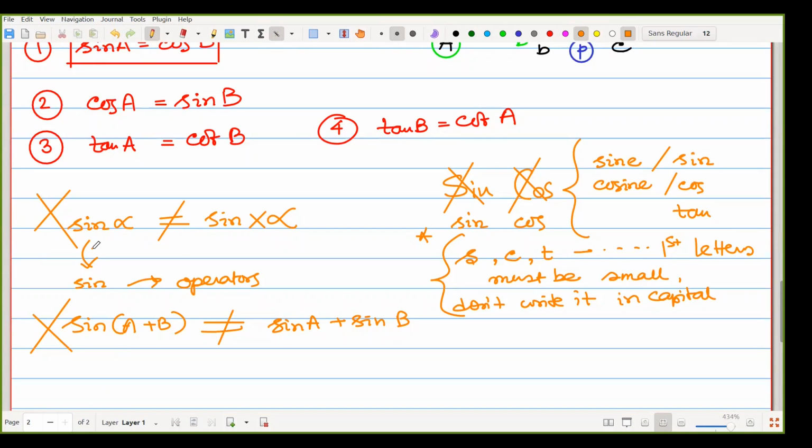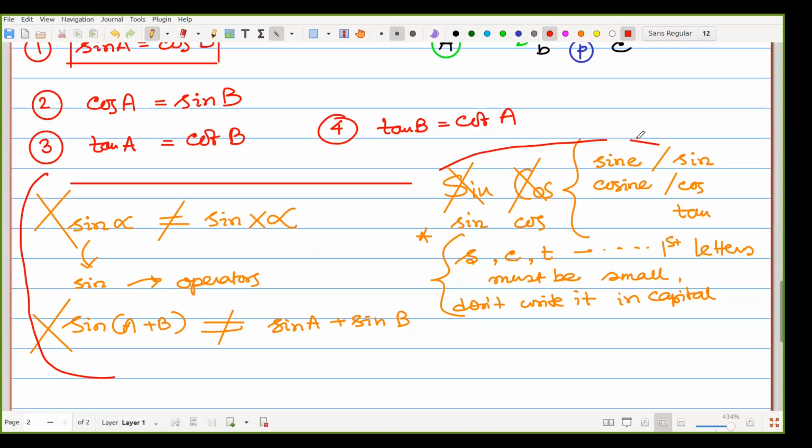Okay. So always we have to remember these four things, very important. Those are called operators. Next one, power notation.